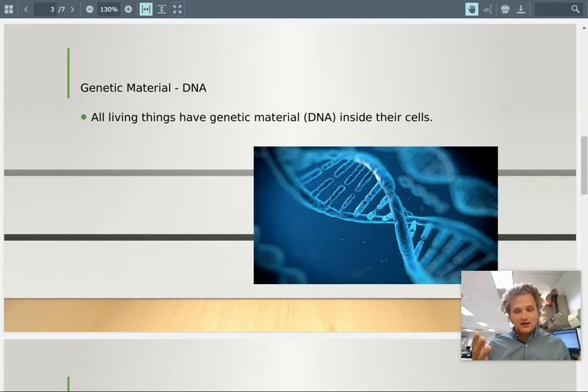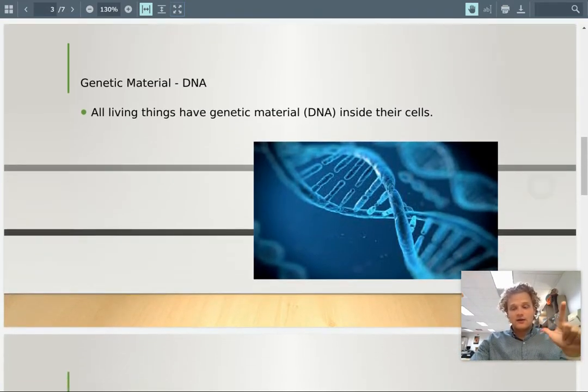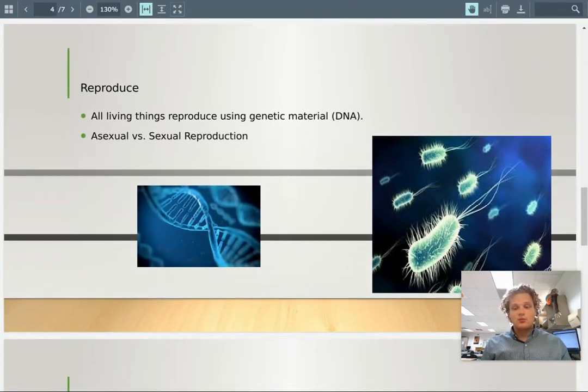So you get your DNA half from your mom, half from your dad. And we're going to talk more about that. We got a whole unit on genetics. And that's going to be discussing genetic material. All right. So you got to have DNA and you got to have a cell. All right. That's our first 2 things. Our next one's going to be reproduction.